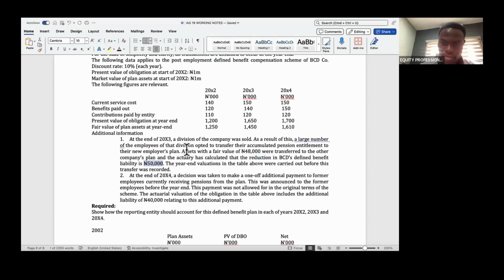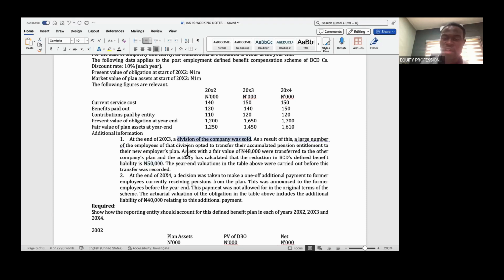So how do we treat this? The way we treat it is quite straightforward, because from what I'm seeing here, I can see a curtailment. I told you that when we have curtailments, they result in what we call settlements, because this company had to sell a division and people have to go. So they had to settle.